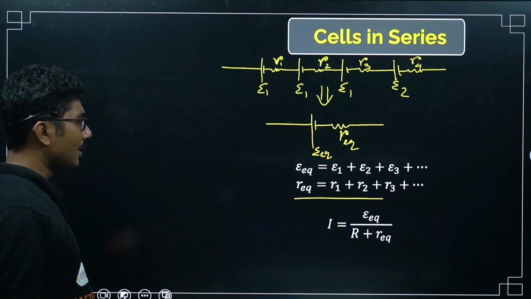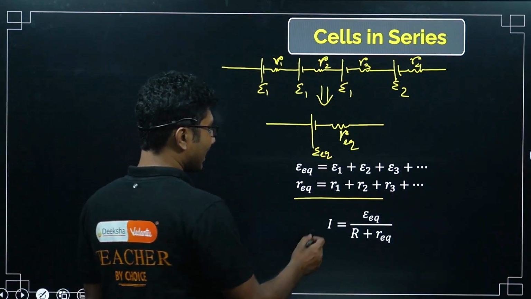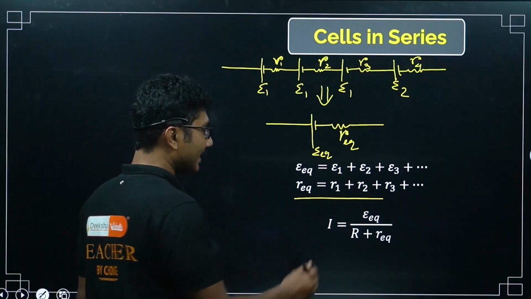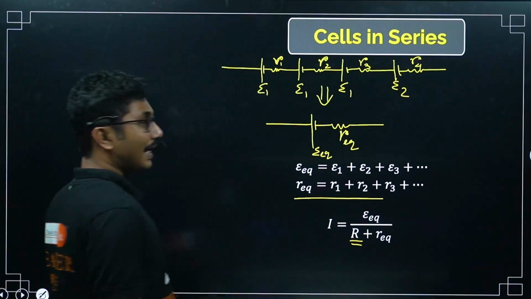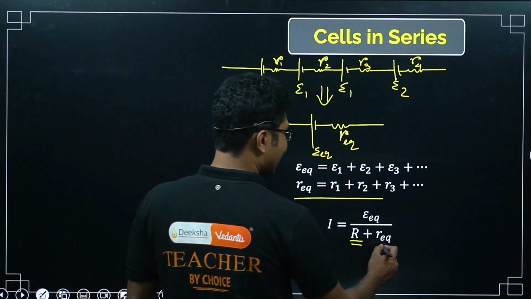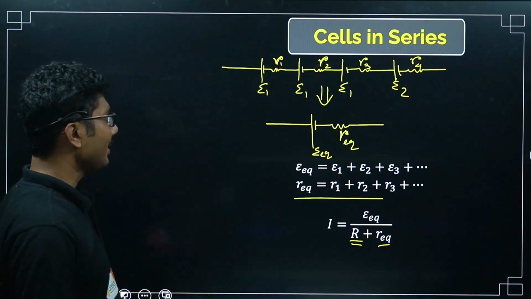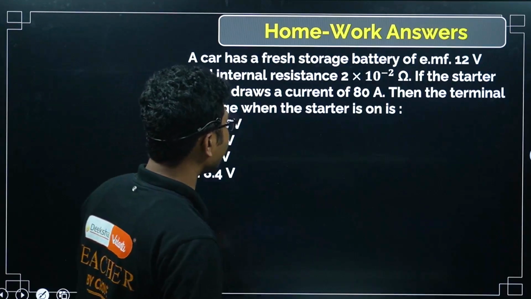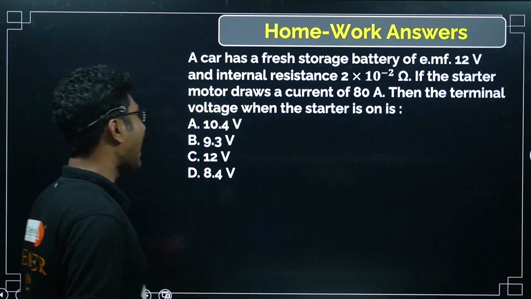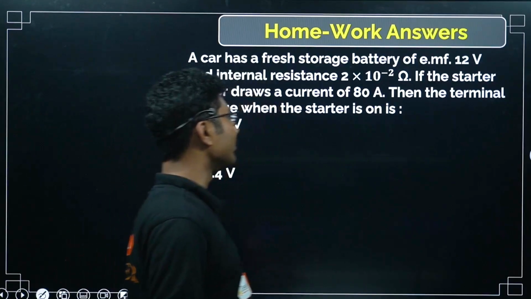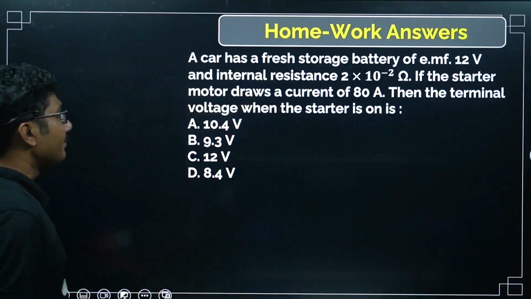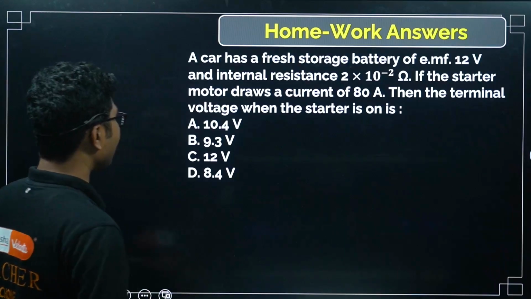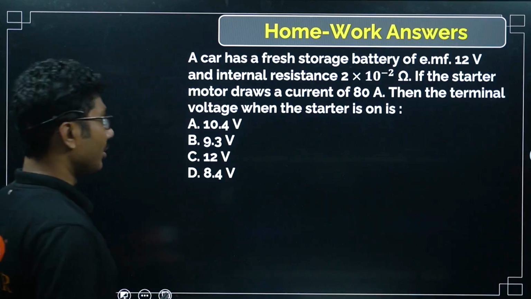Let's look into the formula for current. Current is given by I is equal to epsilon eq divided by R plus Req. As I said, the external resistance can be considered to be in series with the internal resistance. Now, a car has a fresh storage battery of EMF 12 volts and internal resistance 2 times 10 to the power of minus 2 ohm. If the starter motor draws a current of 80 amps, then find the terminal voltage when the starter is on.